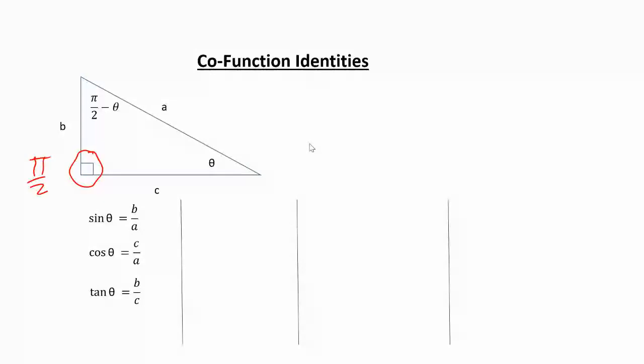I'm going to add one more, and that's the cotangent of theta. And that would just be the reciprocal ratio. So we talked about reciprocal ratios yesterday. The tangent is b over c, so the cotangent will be c over b. That's just flipping over the b over c and making it c over b. So far, hopefully, so good.